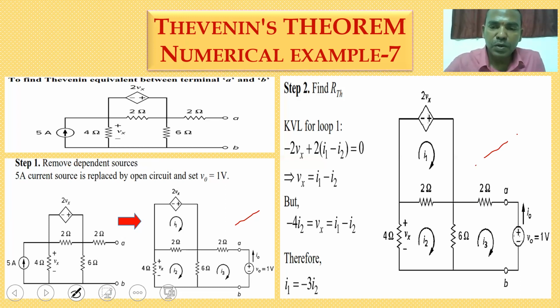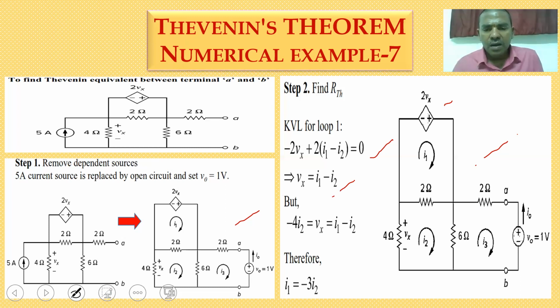So the first loop, I1. Here we are calculating loop 1: minus 2 Vx plus 2 times (I1 minus I2) is equal to 0. So the voltage controlled voltage source plus the drop across the 2 ohm resistor, 2 times (I1 minus I2), is equal to 0. So finally Vx is equal to I1 minus I2.